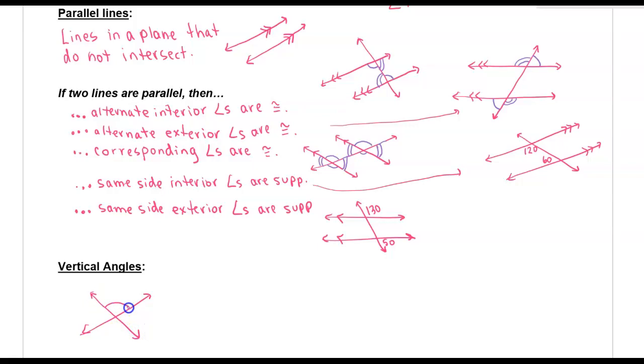The angle that's formed up here is a vertical angle to the one down here. And we know that vertical angles are always congruent. So I write vertical angles congruent. So the top angle is congruent to the bottom angle, and then the left angle is congruent to the right angle.